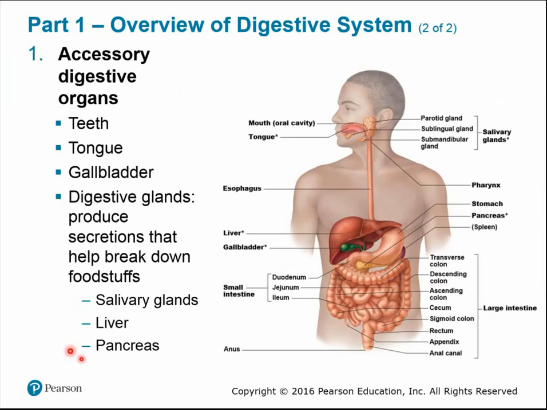The second group of organs in the digestive system are accessory organs. So these are things that contribute to digestion but aren't actually part of this primary GI tract. So things like the teeth, tongue, gallbladder, and some other digestive glands like your salivary glands. The liver also plays a role, and the pancreas, in secreting those digestive juices.